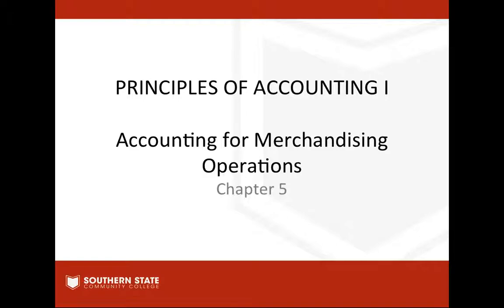If you recall, in our last meeting, we began Chapter 5, which deals with accounting for a merchandising operation, like a Walmart or a Target or an Abercrombie & Fitch. It's basically a retailer who's going to either make a good or buy a good from someone else and then resell it to the customer.